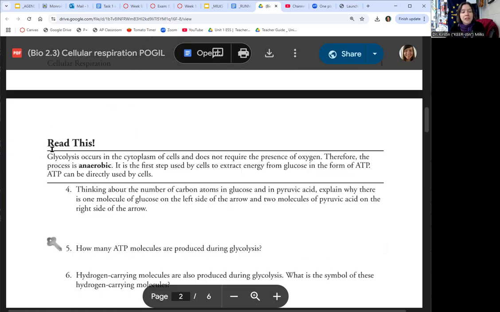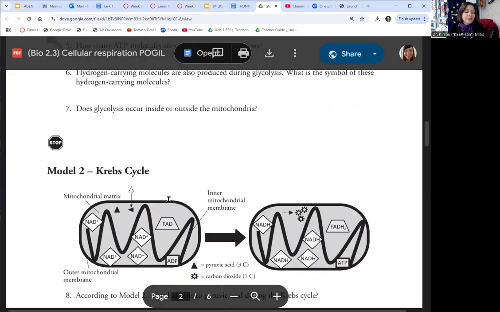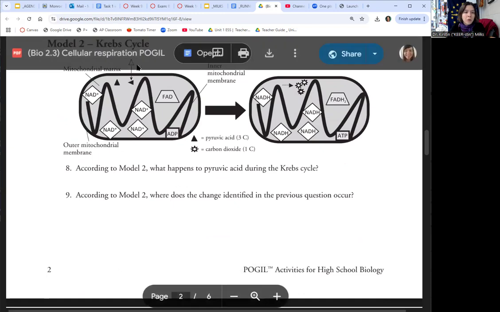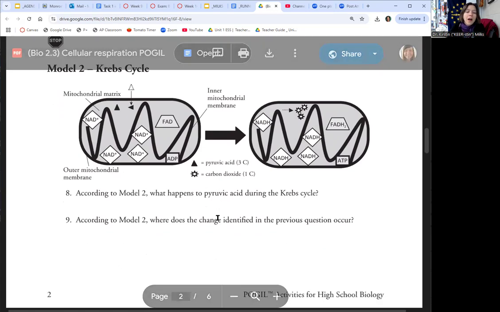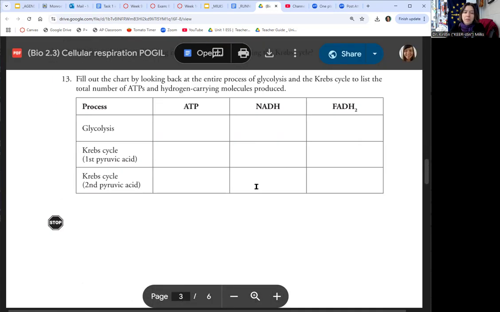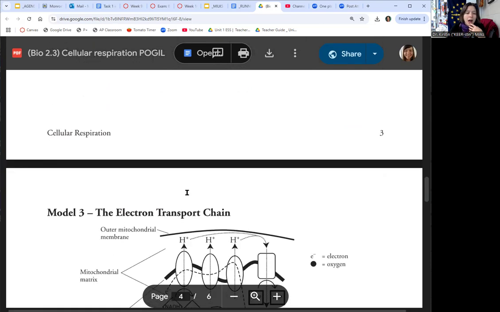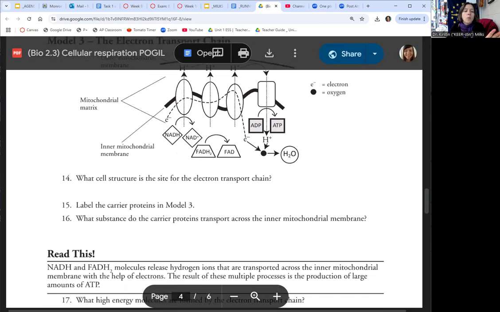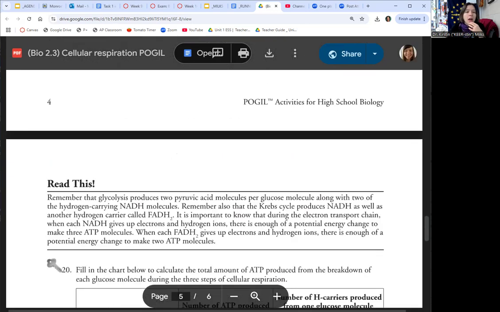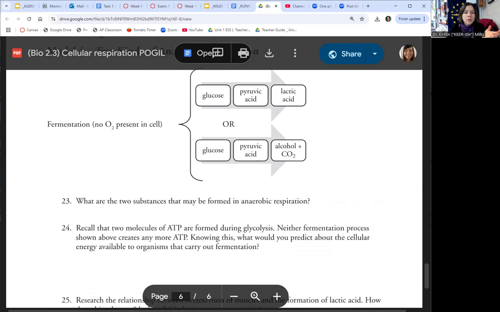Now, what you're going to do is keep reading and you're going to follow the instructions, read what it shows you. Again, this picture of a dotted line means it's in the process of becoming what happens after the arrow. And you'll just do some counting. You'll fill this table out. And then this is the electron transport chain. Again, this is all aerobic respiration. Now, this is the page we're going to do together.